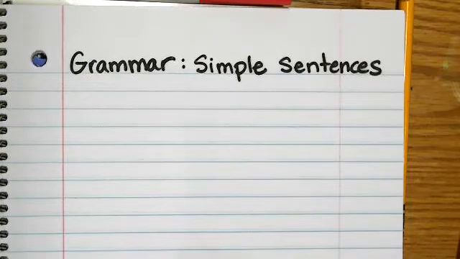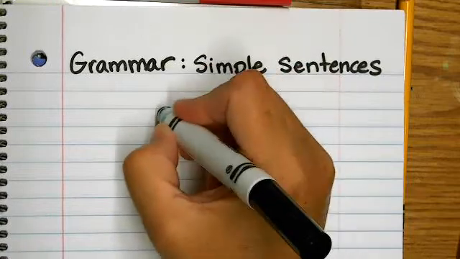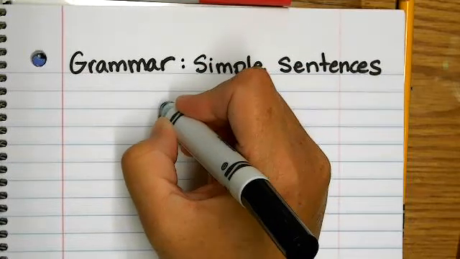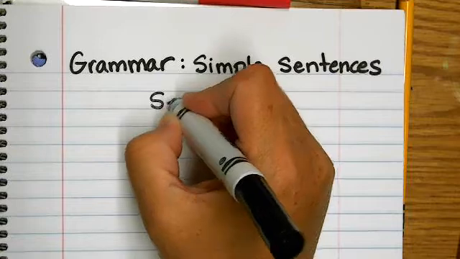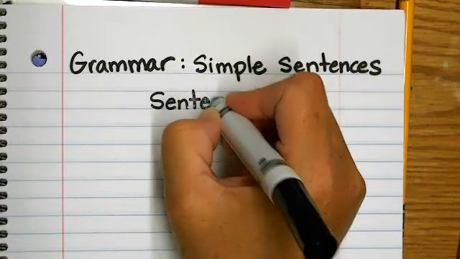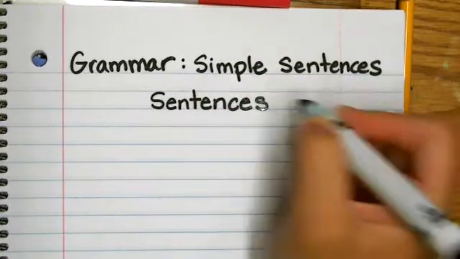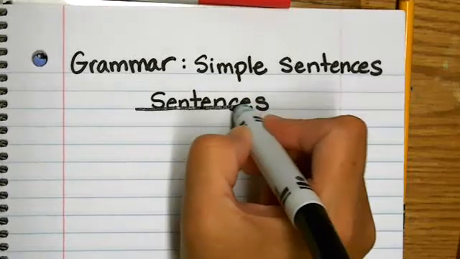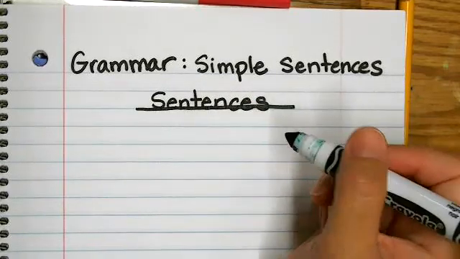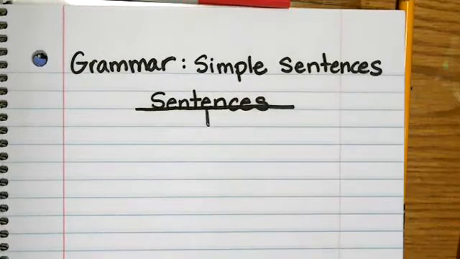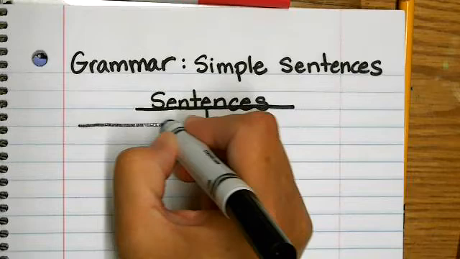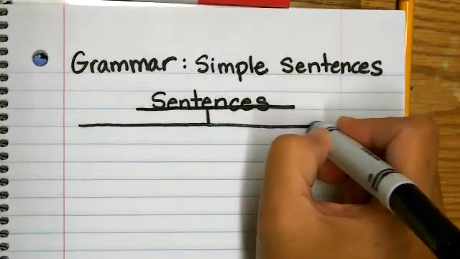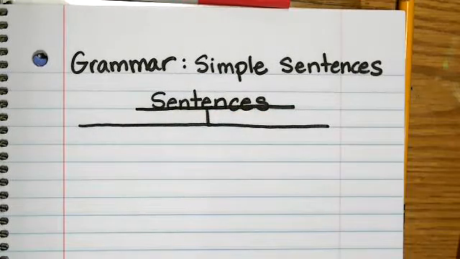So I'm going to start with a tree map just to kind of review what we already know about sentences. So I'm going to go ahead and write sentences in the middle of the next line down. I'm going to go ahead and underline that. And here's what we know about sentences from kindergarten, first grade, second grade. Sentences all have specific parts to them. There are certain things you need in order for a sentence to be considered a sentence.